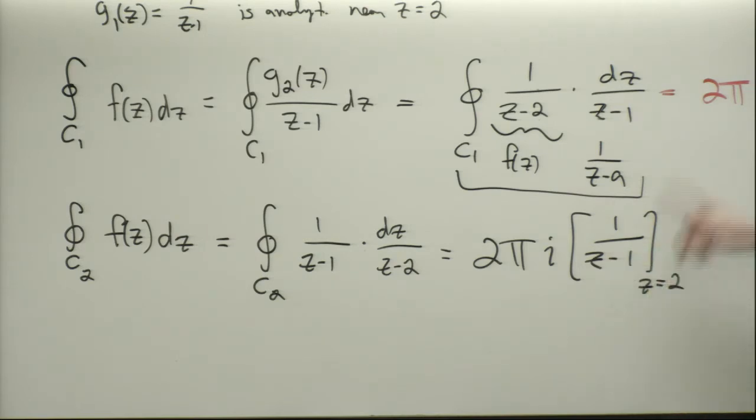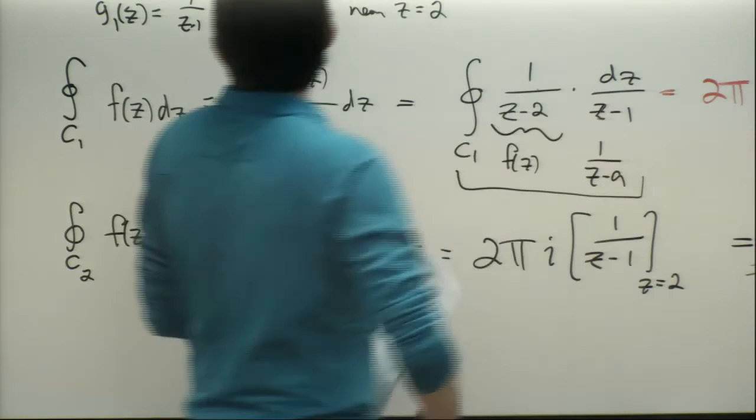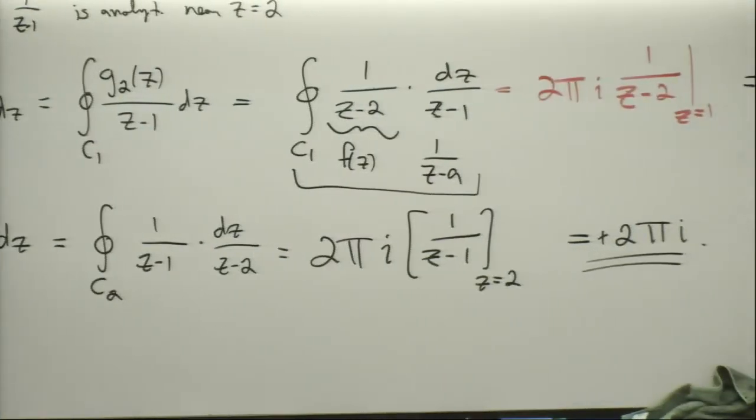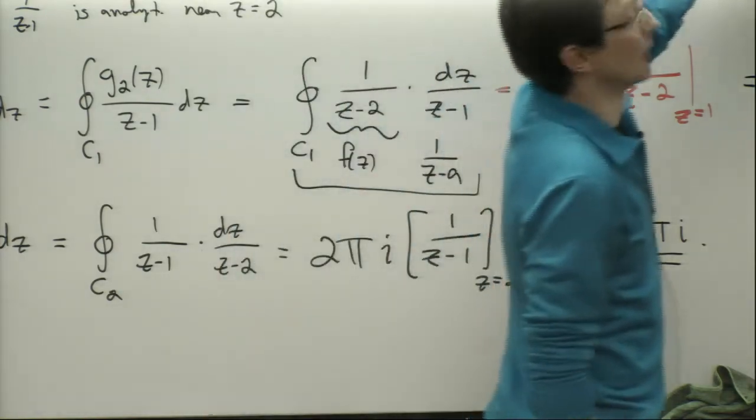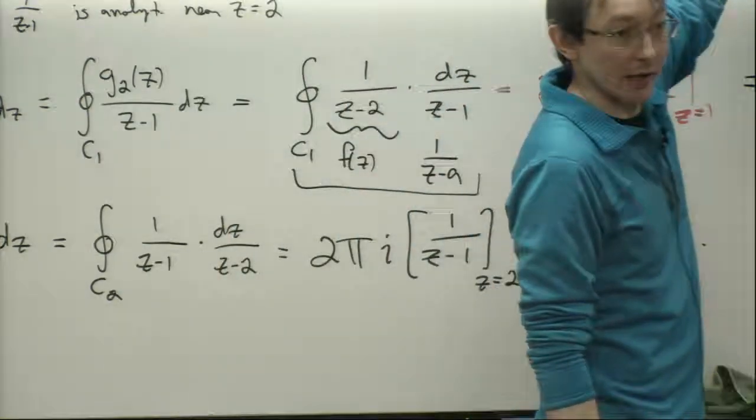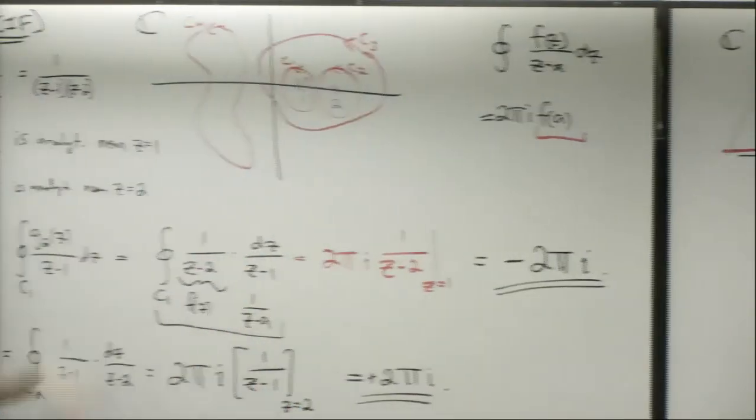That's just f of a. And that equals positive 2 pi i. It's a little unfortunate that I chose the same function f here and here. This is just a dummy function that's analytic, not the same as this f.